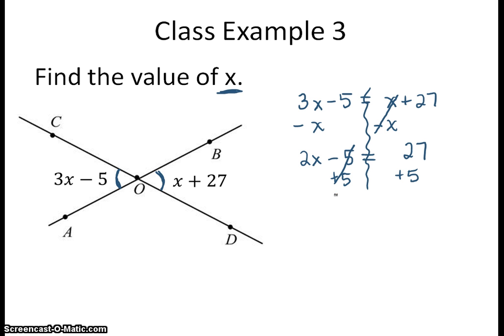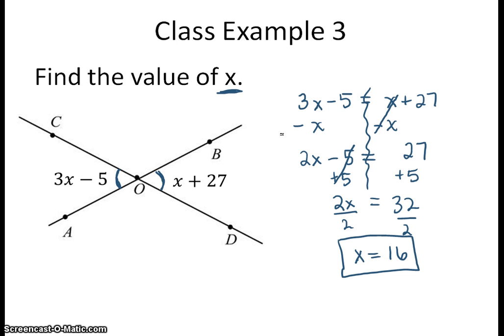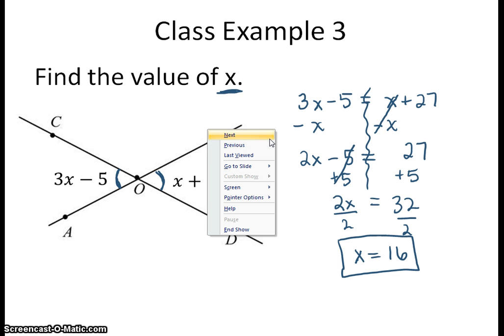Makes this go away. I get that 2x is equal to 27 plus 5, which is 32. And then I can divide by 2 on both sides and get that x is equal to 16. And they said find the value of x. We found the value of x, so we're done with that example. Alright, let's try another one.